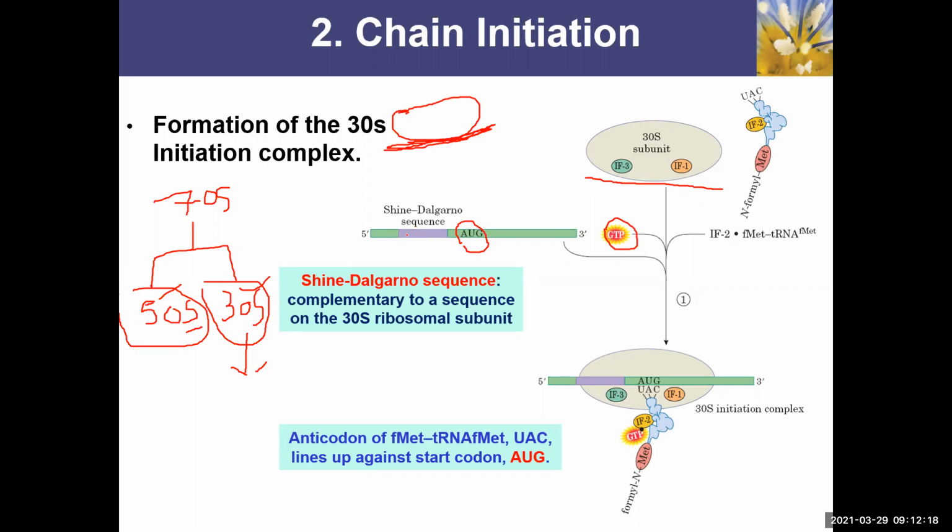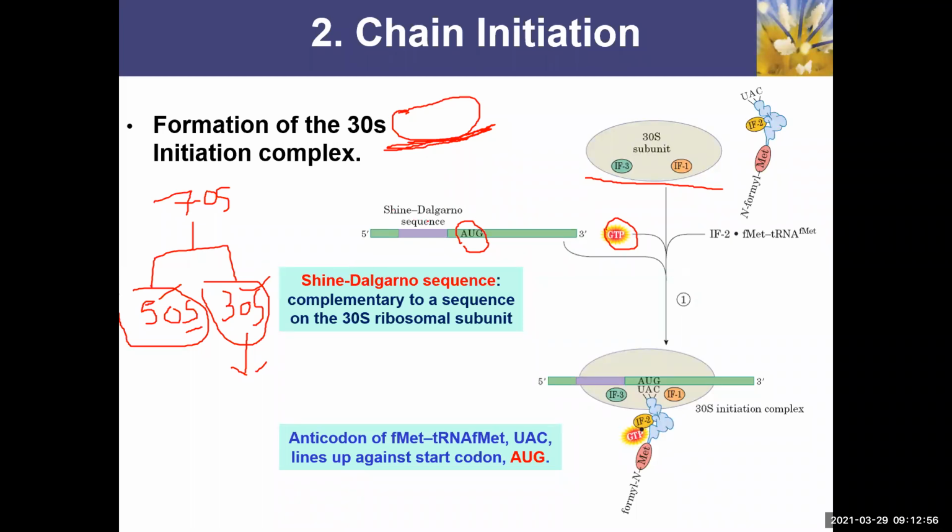Now you might think, why is it important? Why is it shown over here? This sequence is very important because this mRNA has to bind to the smaller subunit, right? In order to bind with the smaller subunit, this Shine-Dalgarno sequence helps to recruit the ribosome. It helps to bind to the smaller subunit of the ribosome. So binding of mRNA to the smaller subunit of the ribosome is basically taken care of by the Shine-Dalgarno sequence.